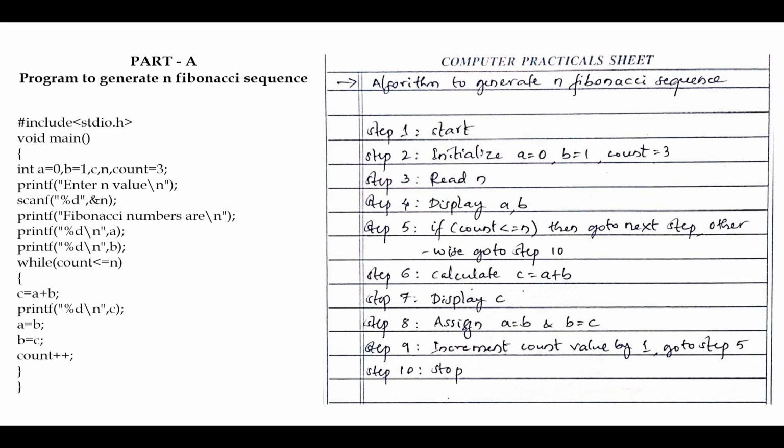Okay, for the same program we have written the algorithm. You can see on the right side, step 1 is start, initializing a equal to 0, b equal to 1 and count equal to 3.